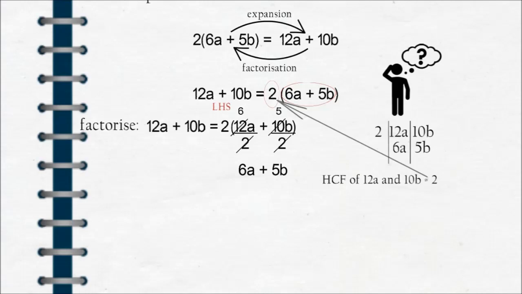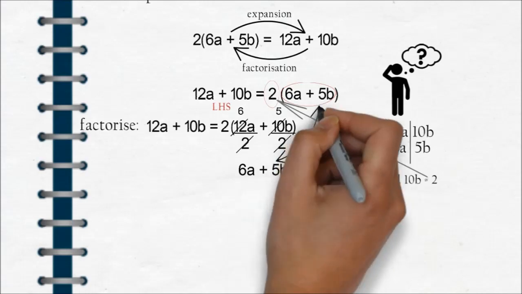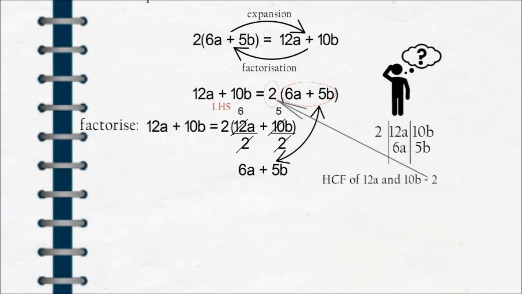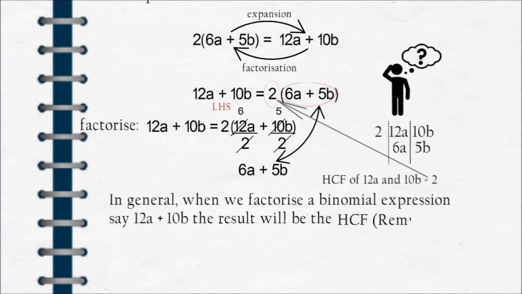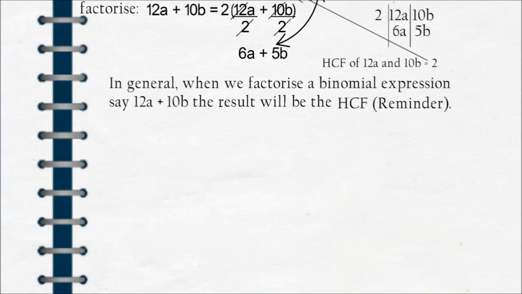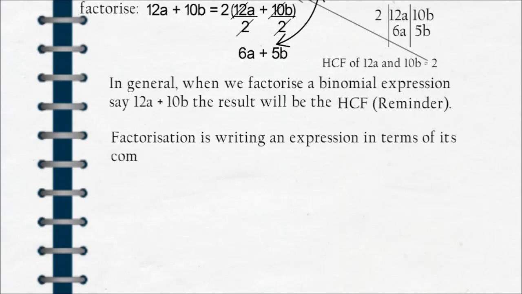Now 6a plus 5b represents what we have inside the bracket. Alright, so this is how we generate the content of the bracket. Therefore, in general, when we are factorizing a binomial expression, say 12a plus 10b, the result would be the HCF outside the bracket and the remainder after dividing by the HCF in the brackets. Alright, so with that we can arrive at this definition of what factorization is. Factorization is writing an expression in terms of its own common factor with the aid of brackets.